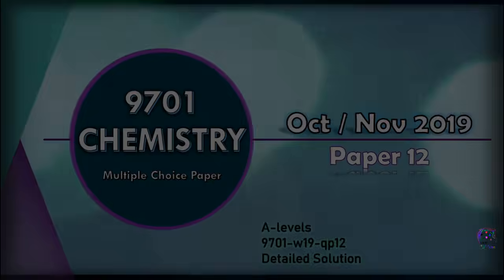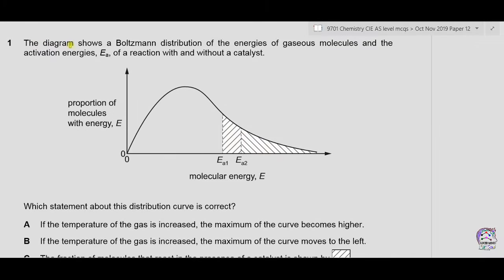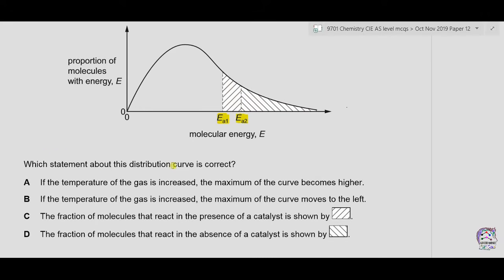Let's start solving. Question number 1. The diagram shows a Boltzmann distribution of the energies of gaseous molecules and activation energy of a reaction with and without a catalyst. This is the diagram. On the y-axis we have proportion of molecules with energy E. On the x-axis we have two activation energies. One is activation energy 1 and the second is activation energy 2. Which statement about this distribution curve is correct?